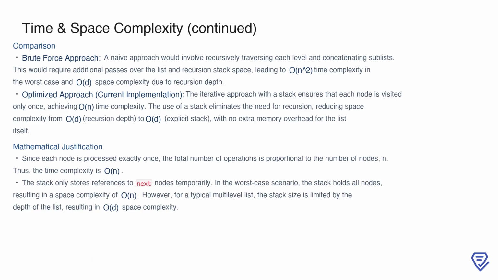Furthermore, by using an explicit stack, we eliminate the need for recursion, maintaining the same space complexity of O(d), without the additional memory overhead associated with recursion. Mathematically, this is justified because the number of operations is directly proportional to the number of nodes, n. The stack temporarily stores references to next nodes, and in the worst case, it holds all nodes, resulting in O(n) space. However, for most multilevel doubly linked lists, the stack size is limited by the depth of the structure, giving us a typical space complexity of O(d).